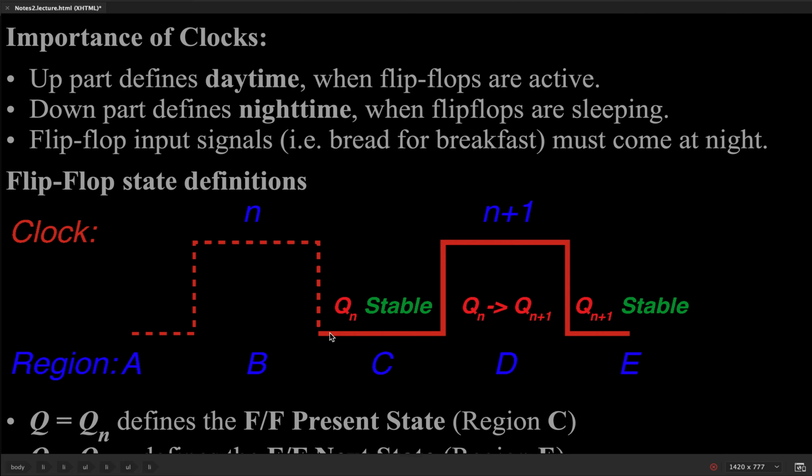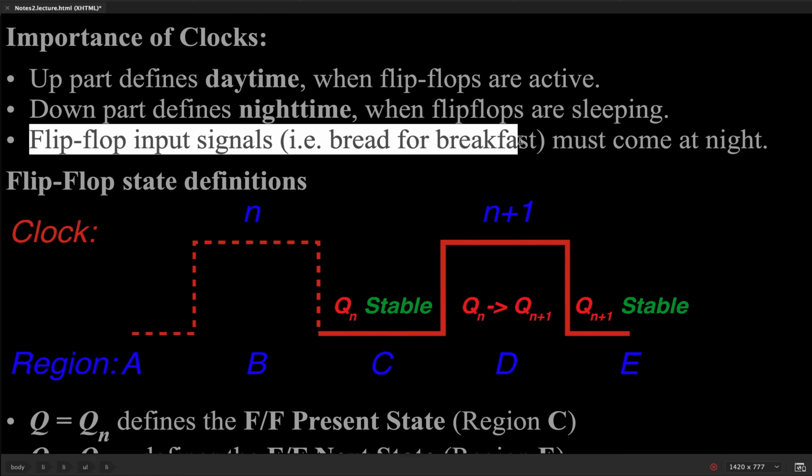The downtime defines the nighttime, as I just said. This region is the part of the nth clock pulse, and it is not active. It is when the flip-flops are sleeping, just like when the latch is sleeping when the enable is low. The next state will be sleeping here. So the signals only change in between this point in time where the clock goes high. We'll explain this in more detail concerning my analogy for a baker in the next video.